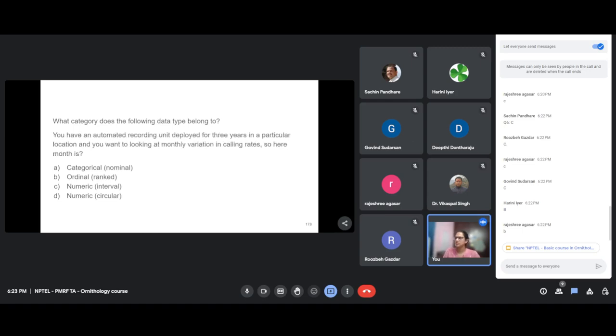Okay, last example. You have an automated recording unit deployed for 3 years in a particular location. An automated recording unit is this device that collects sound, right? And you want to look at monthly variation in calling rates. So here, what is the month? What type of category is the month variable? A, D, D, D, A, okay.